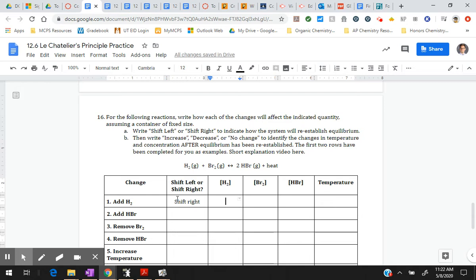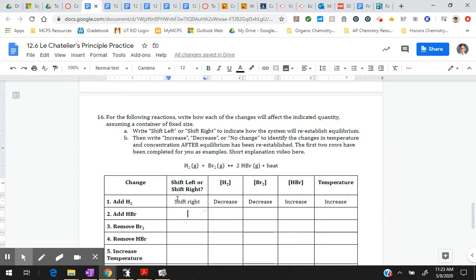By shifting to the right, if I am going to react particles of H2 and Br2 together, their concentrations will decrease in order to form more products, such as HBr, which will increase. Heat is also viewed as a product, so that means this is an exothermic reaction, so the temperature will also increase.